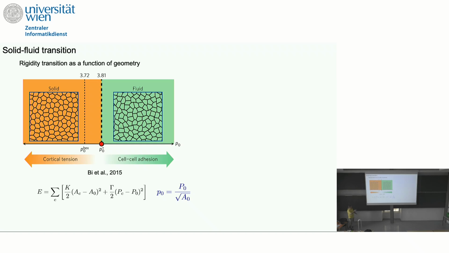Okay, thanks. Yeah. So one can actually construct a dimensionless ratio of the preferred perimeter P naught and the square root of the preferred area or the native area.